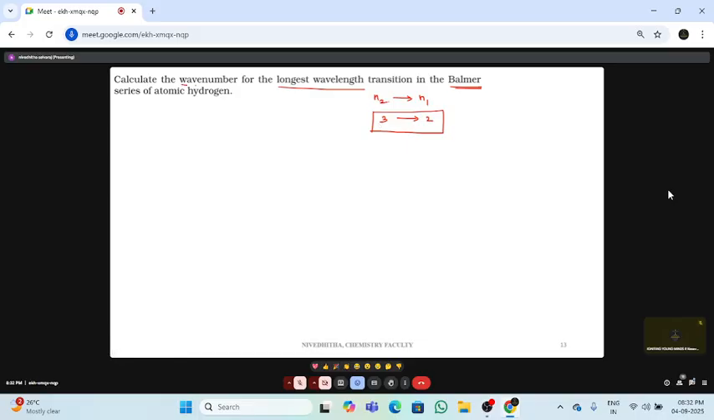They're asking us to calculate just the wave number, and we have the direct formula. Wave number is equal to Rydberg constant into Z square, into (1 by N1 square minus 1 by N2 square). That's it, Kana. So please calculate and tell me the value of the wave number. Tell me the approximate value, that is enough.